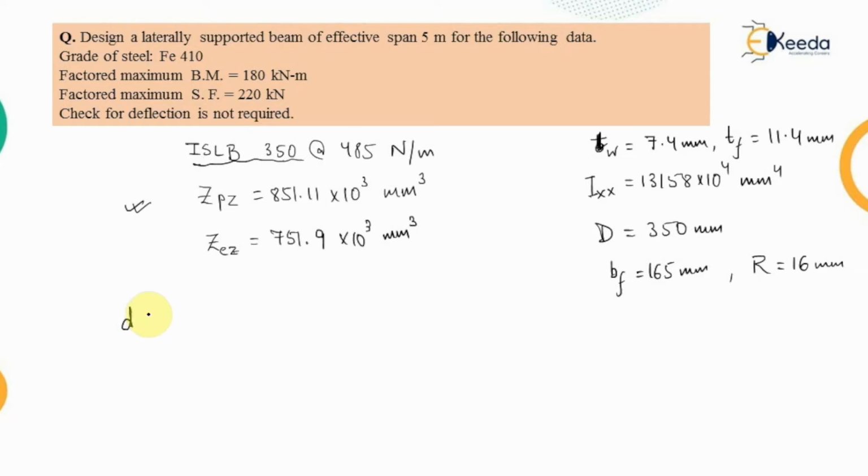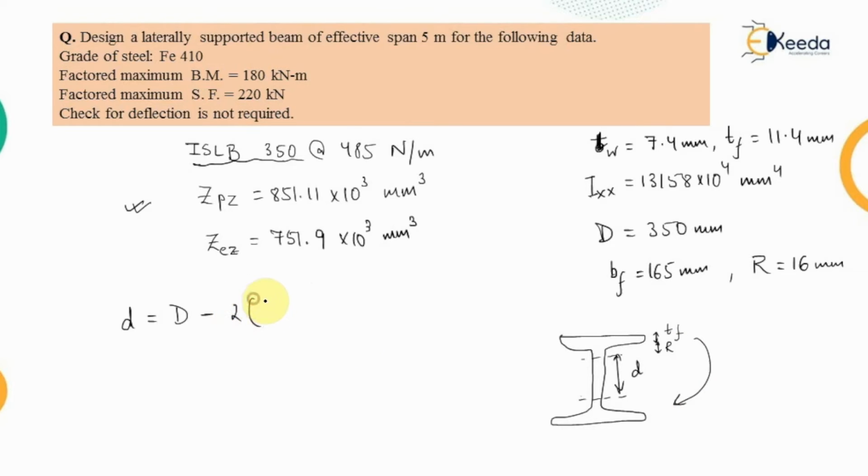Now once we have all the parameters with us, we will calculate the actual depth of the web. Let's say this is an I section which is provided by us. When we are calculating the effective depth of the web, the thickness of the flange and the root radius both are to be subtracted on both the sides. So this will be d = D minus 2 into (tf plus root radius), that is 350 millimeter minus 2 into (11.4 plus 16). From here we get the value as 295.2 millimeter, that is the effective depth of the web.